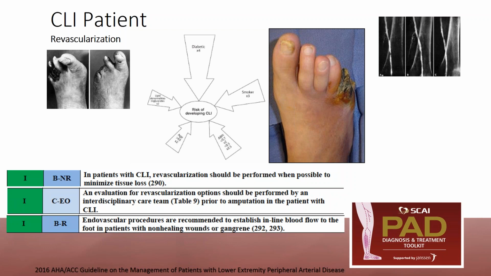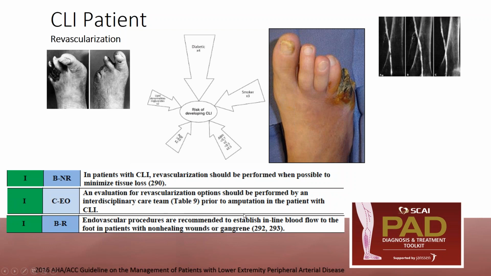Really, CLI should be treated by an interdisciplinary care team. This is not just about revascularization, but treating the wound, amputation where needed, and treating underlying infection. This requires a complex team of vascular specialists, infectious disease, orthotics if need be, and prosthetics if amputation or partial amputation is required.